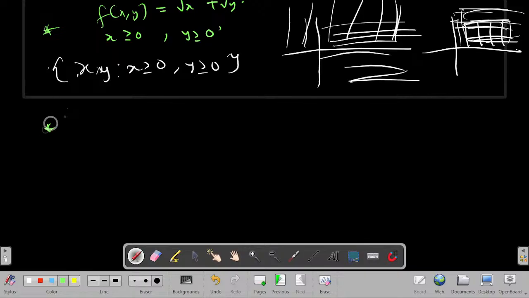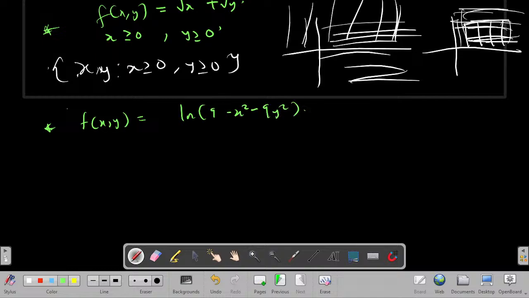Then our next problem, nice one. So I'll have natural log f of x and y is equal to natural log of 9 minus x squared minus 9y squared.